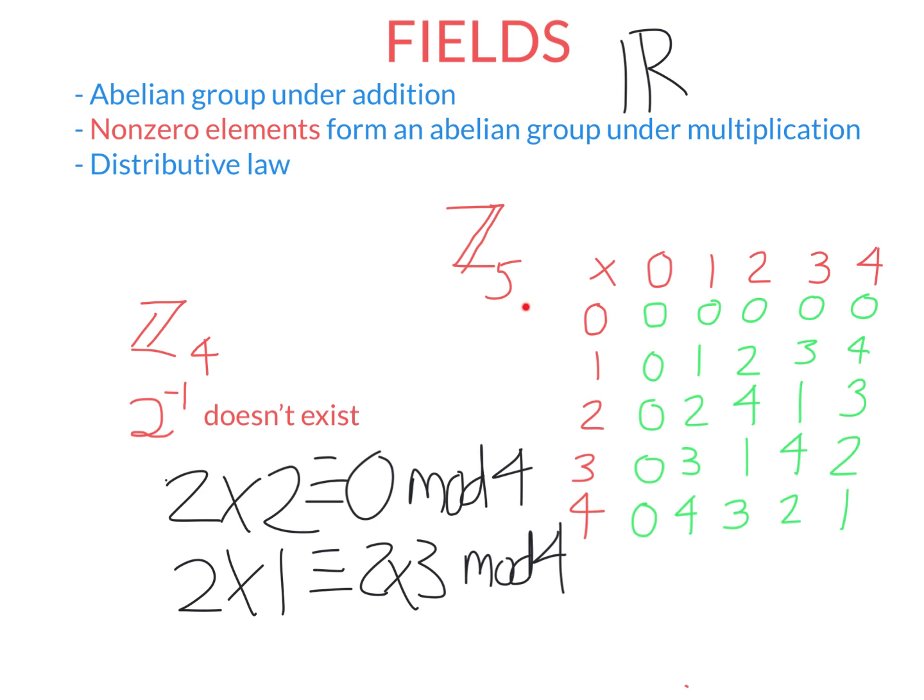In Z5, it turns out we don't have any situations like this where you can multiply together two non-zero elements to get 0. It turns out in Z5 you can cancel as well. In Z5, multiplication and addition basically work the same way they do for the real numbers.